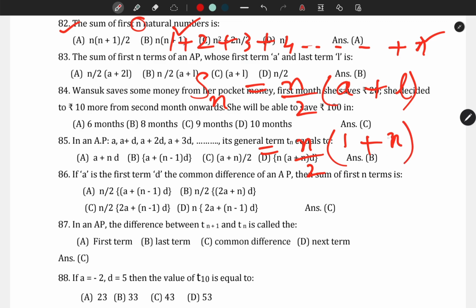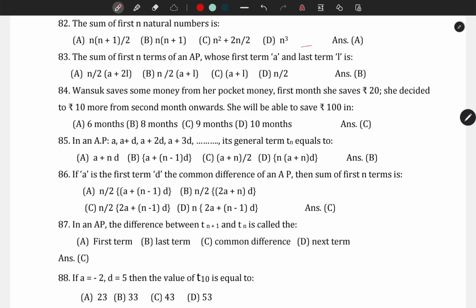So the answer will be n into n plus 1 divided by 2, and we can see the answer in A, n into n plus 1 divided by 2.